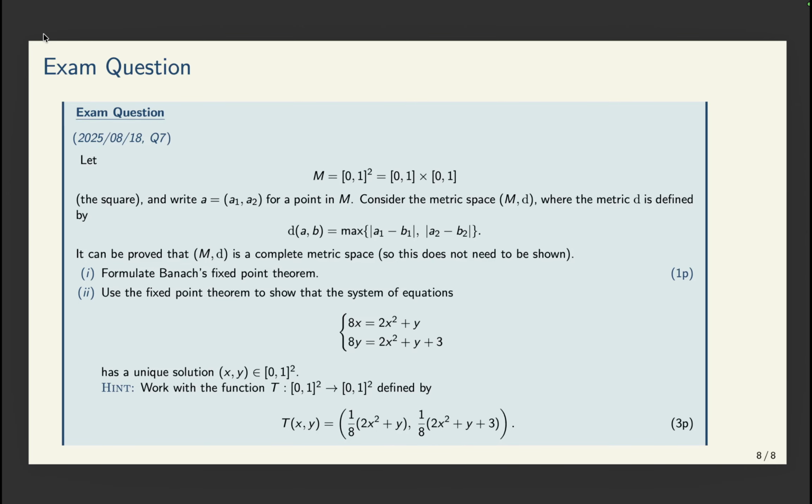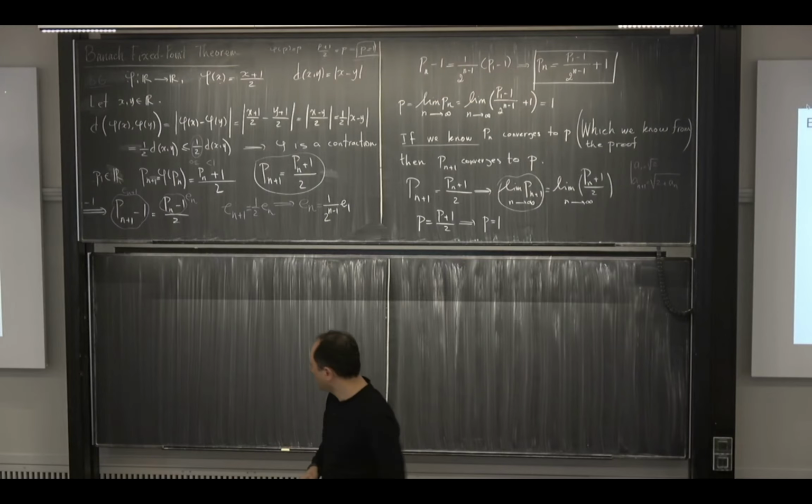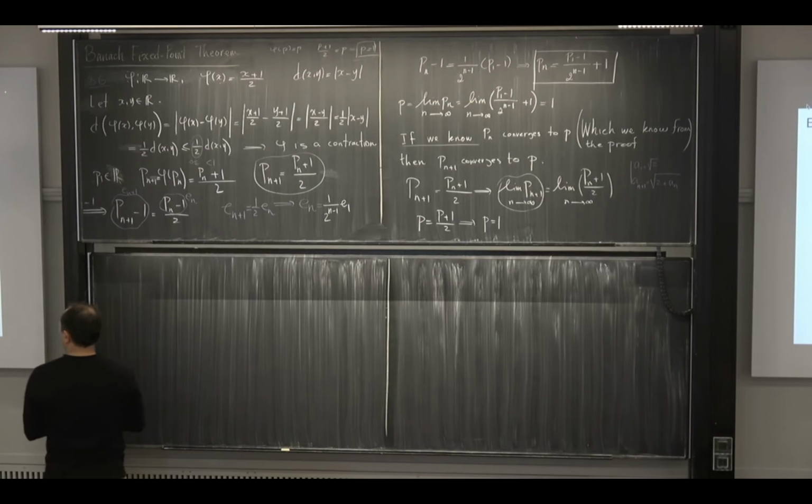Okay, so let us read it first. 2025 August. Yes, question 7. That's the last question, or one to the last or something like that. So let M be 0 and 1 squared. I mean, you can imagine that. What is that? M, if I want to draw a picture. So, exam question.